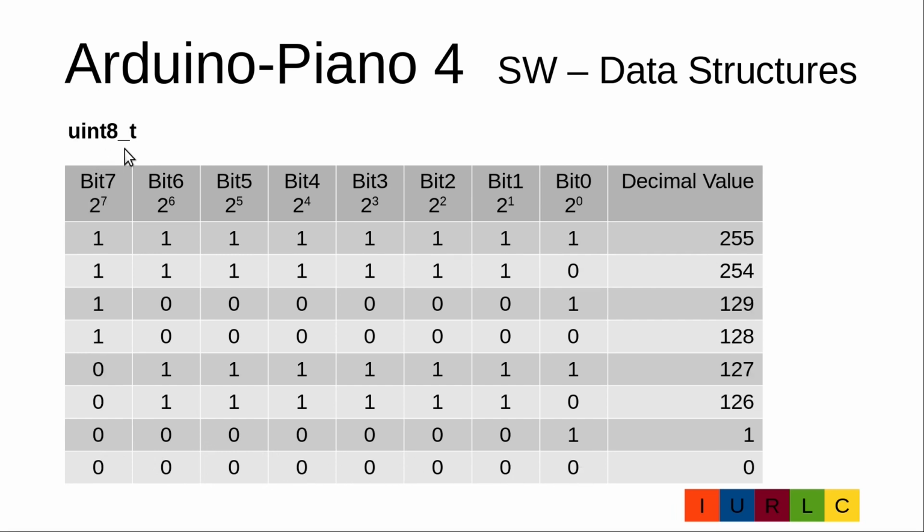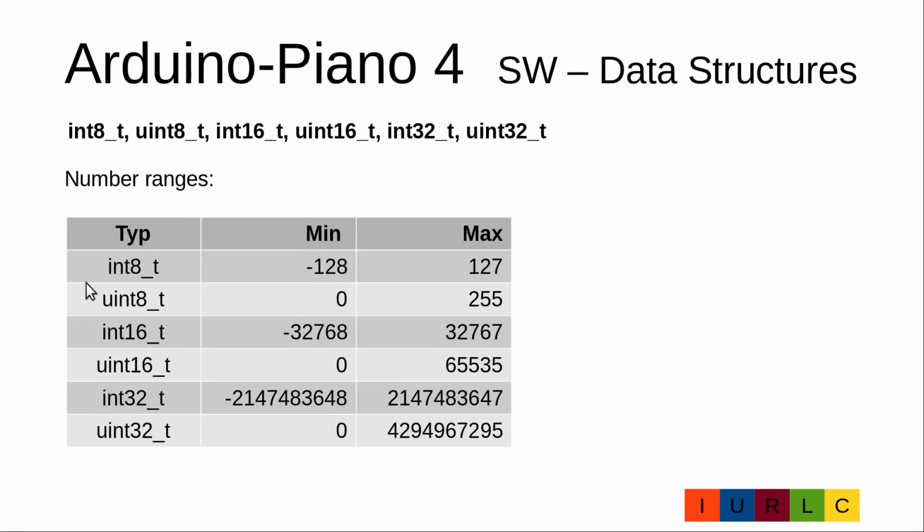For unsigned integers, all the bits are used to represent the number here in a binary code. So we have here 0, 1, and for an unsigned 8-bit integer, all 8 bits are set to 1 for the number 255. Here a summary of the different integer data types with the related minimum and maximum value.